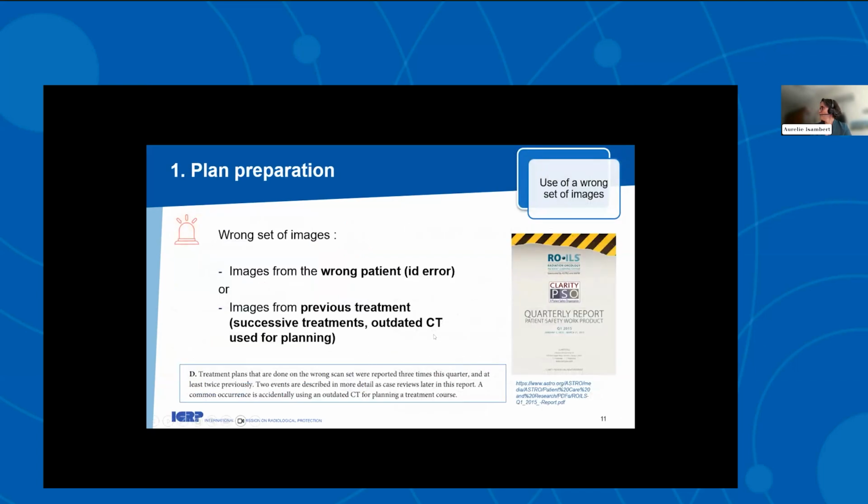The second subcategory during plan preparation is the use of a wrong set of images. This can be of 2 kinds: the use of images from the wrong patient, or the use of images of the proper patient, but images of a previous treatment. In the case of successive treatments, an outdated CT can be used for planning and be the source of errors.